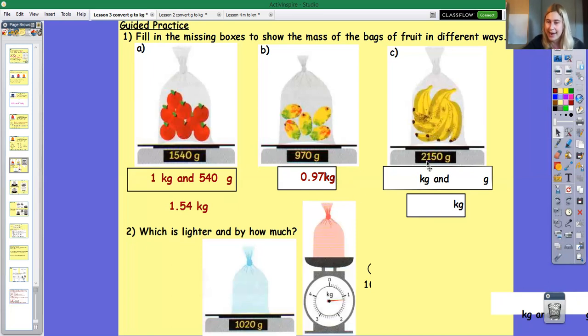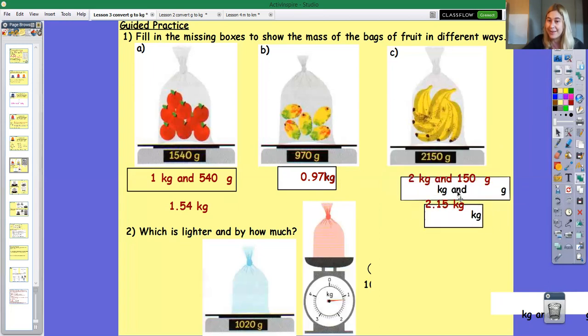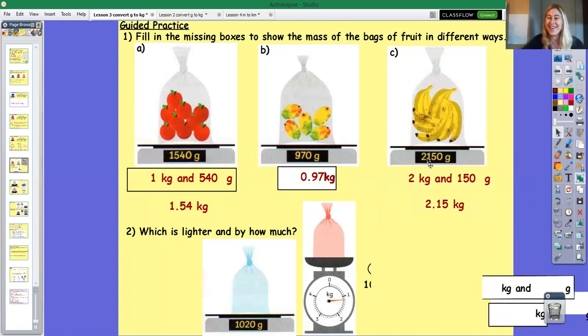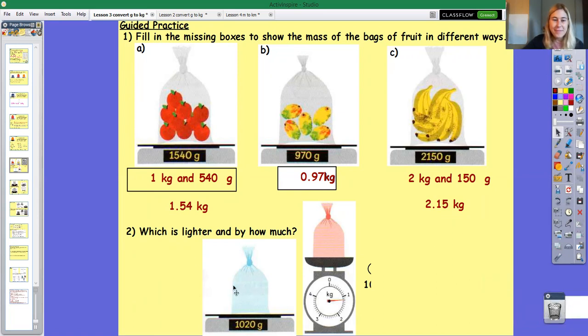Now, our bananas here, we've got more than 1,000 grams, so we've definitely got some kilograms and grams, haven't we? So let's reveal what's under here. Okay, there we go. So hopefully you can see that we've got 2 kilograms because we've got 2,000 grams and we've got 150 grams left over. And if we convert that into our kilograms, we've got 2.15 kilograms. Excellent.